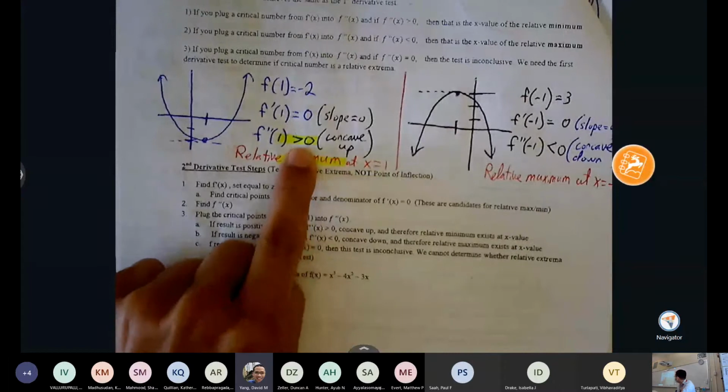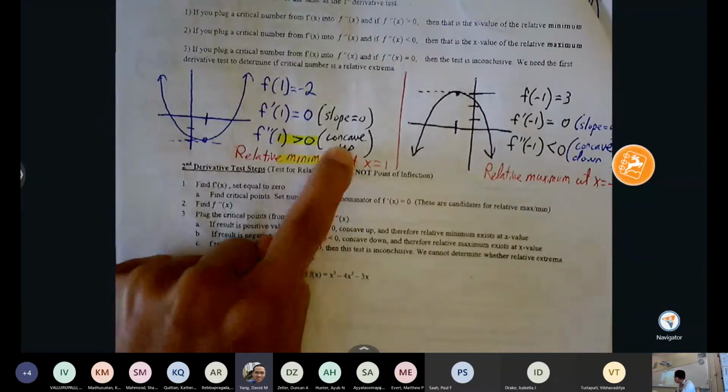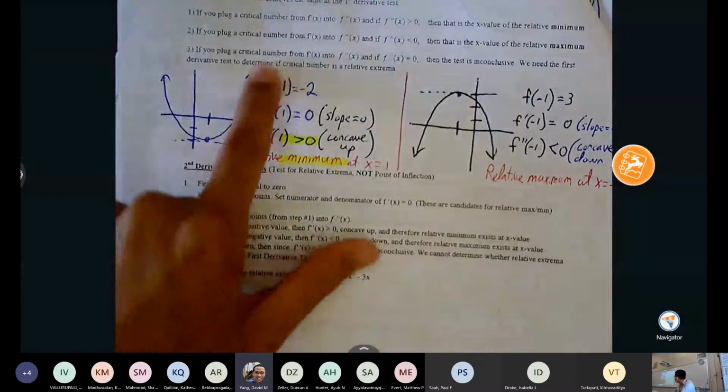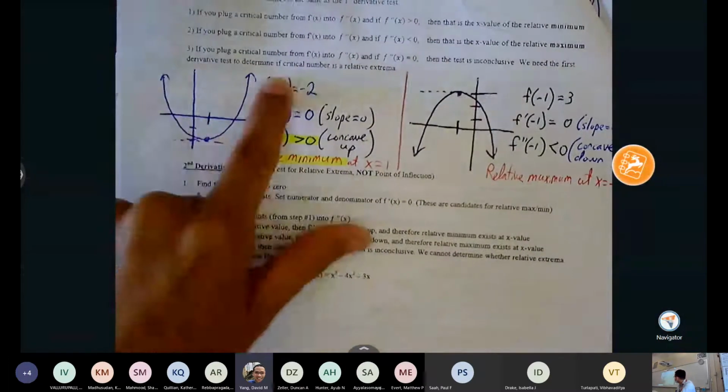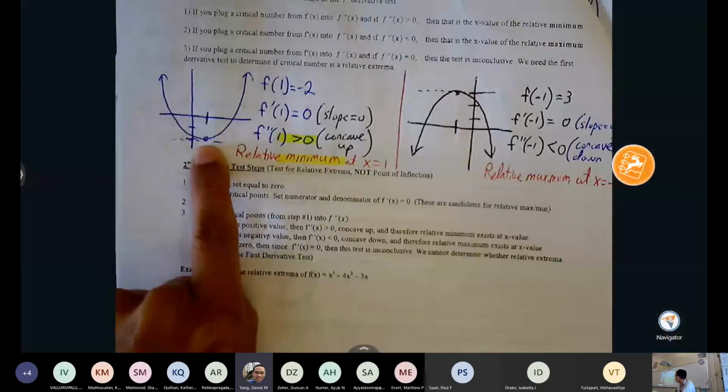If you can verbalize second derivative positive value as concave up, and then draw a picture of concave up, you know that there's no relative maximum in sight, right? The only thing that is connected is that relative minimum.